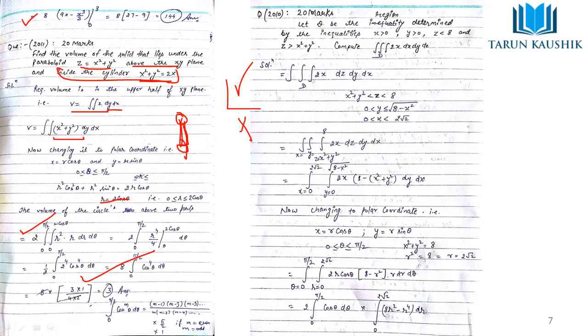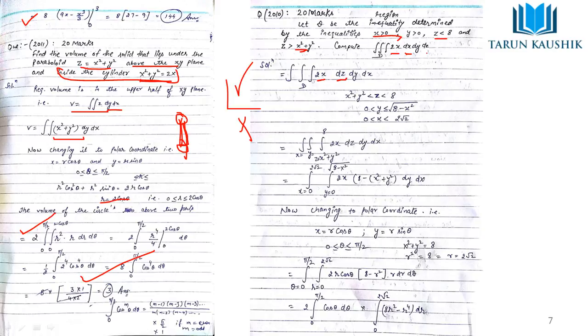Again, for 20 marks in 2010: let D be the region determined by the inequalities x greater than 0, y greater than 0, z less than 8 but greater than x square plus y square. Compute the integral of 2x dx dy dz. So here 2x is given, so we take x as it is.